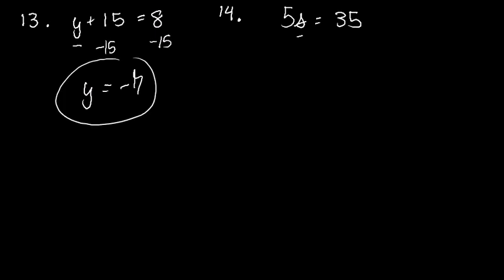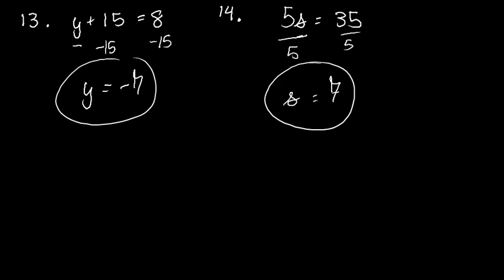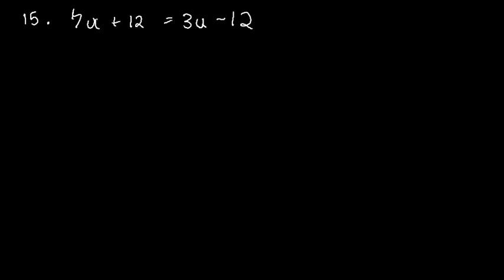Here, since I'm multiplying 5 times s, I need to undo that by dividing. And I get s is 35 divided by 5, which is 7. 15, very similar, except I need to move some variables as well as numbers. So here, I can go about it a couple ways. I can move my u's to one side, my right side, and my numbers to the left side, or my letters and variables to the left side and my numbers to the right side. It doesn't matter, as long as you come out with the same answer.